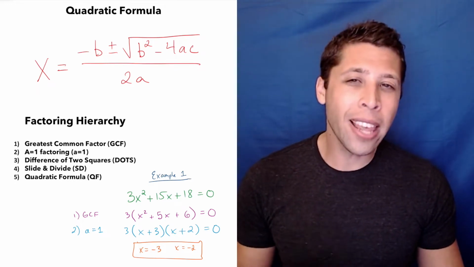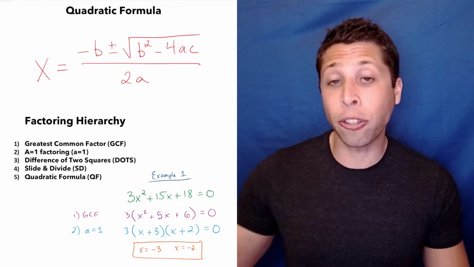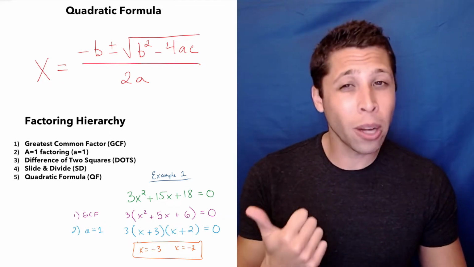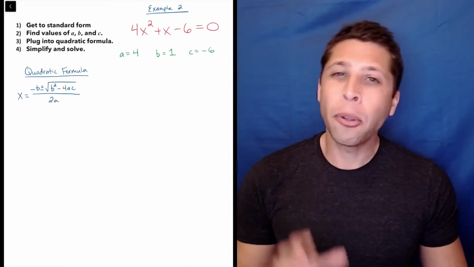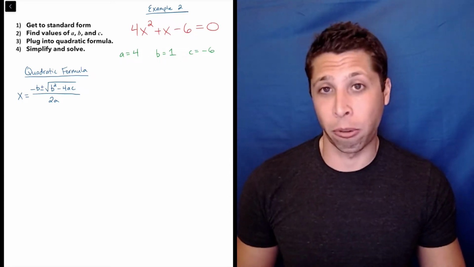So for an equation like this, you should divide everything by the GCF of 3, then factor normally once the a term is equal to 1. Using the quadratic formula on this question would be a waste of your time. But there will absolutely be times when you have no choice. You'll need to use the quadratic formula.